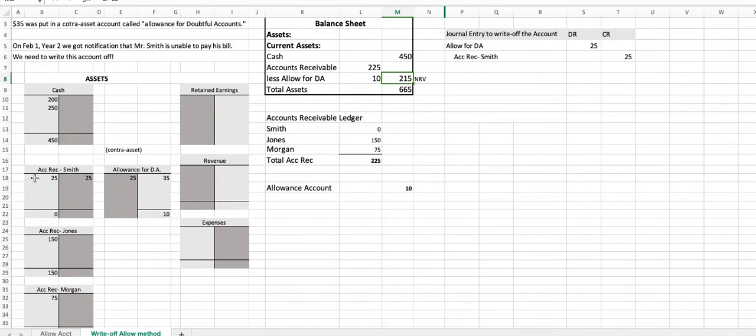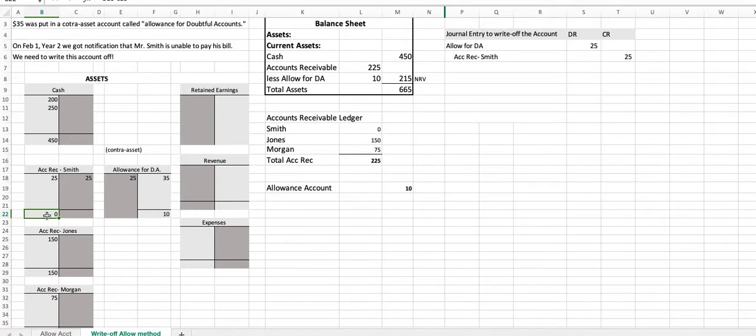Notice on our T accounts that the accounts receivable account is now zeroed out for Mr. Smith. So if my accounts receivable clerk looks at this account, he or she will know that Mr. Smith does not owe me money because it has been written off.